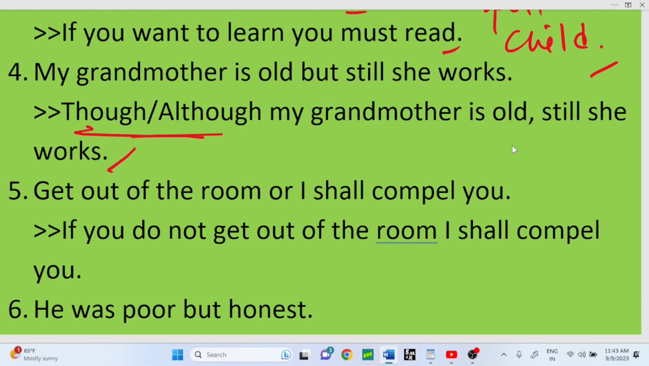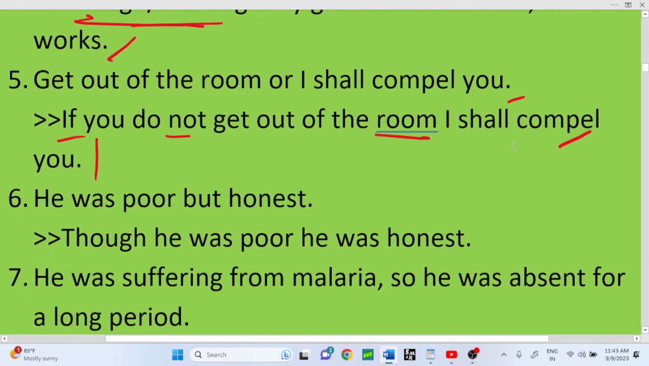Get out of the room or I shall compel you. If you do not get out of the room, I shall compel you. You may use unless here because there is if not. Okay, what will be the answer using unless? You may write the answer in the comment box. Next, number 6: he was poor but honest.